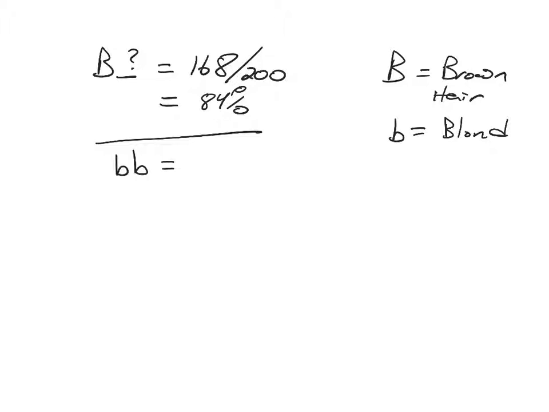How many blondes do we have out of 200? 32. Where did we get 32? It's 200 minus 168, right? So they're either brown or blonde. You have to assume it. I guess you could have redheads, but it's not part of the problem.